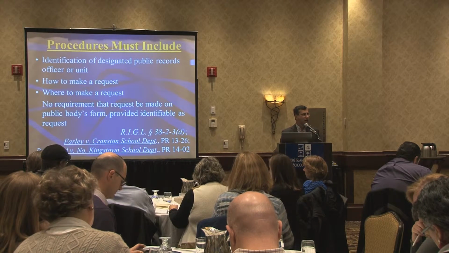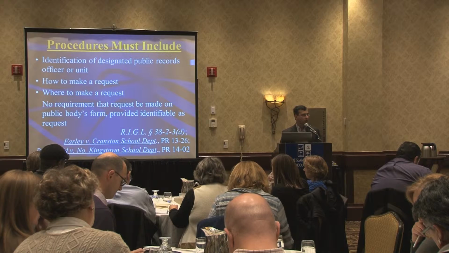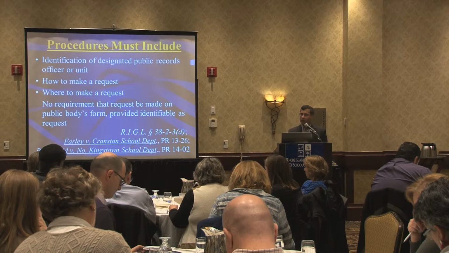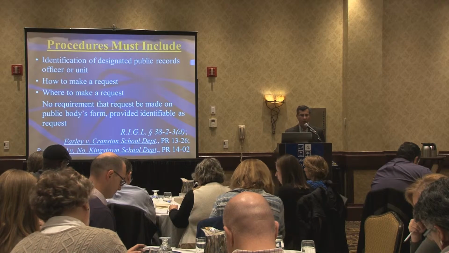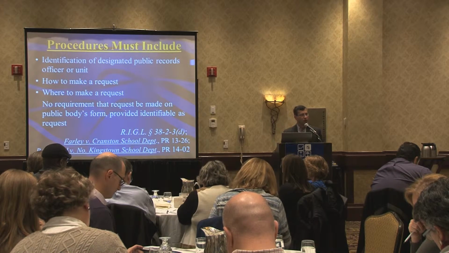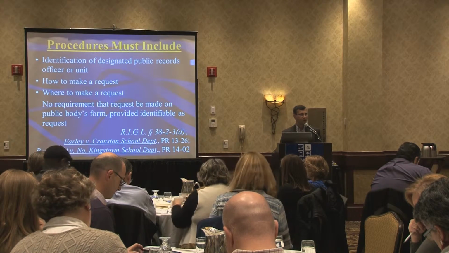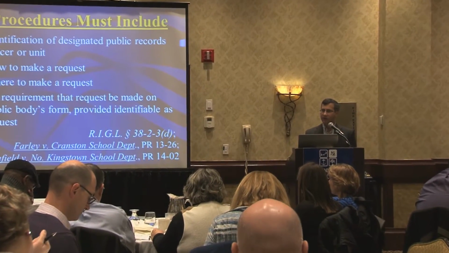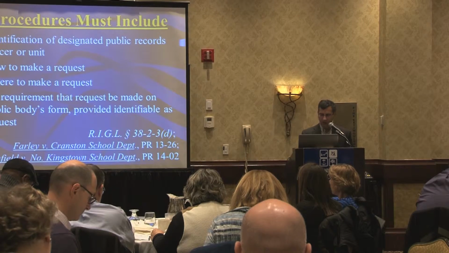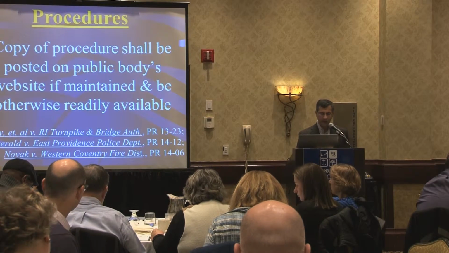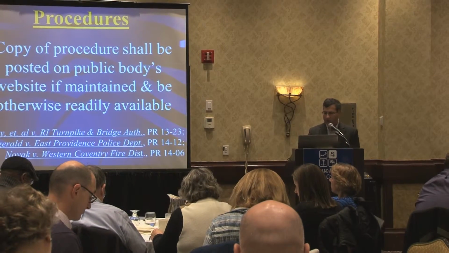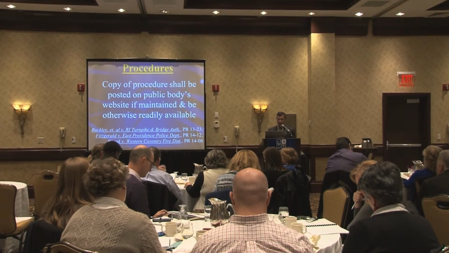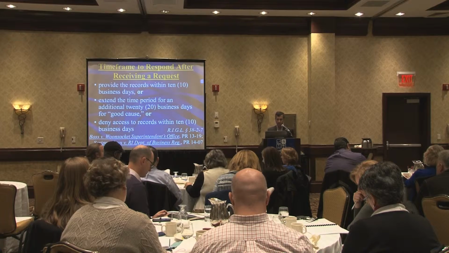Your procedures have to include, at a minimum, the identification of a public record officer, how the public can make a request, and where they can make a request. And there's no requirement that the public make a request on a specific form, as long as the request is readily identifiable as a request under the Access to Public Records Act. And as I said, a copy of the procedures has to be on your website if one is maintained, and a copy has to be otherwise readily available to the public.